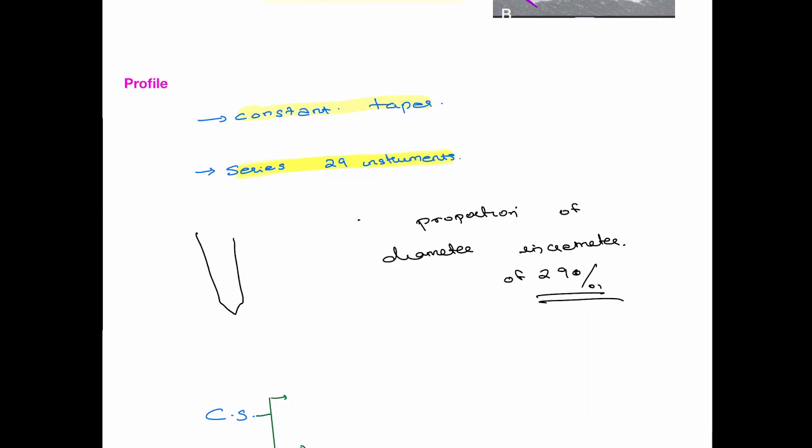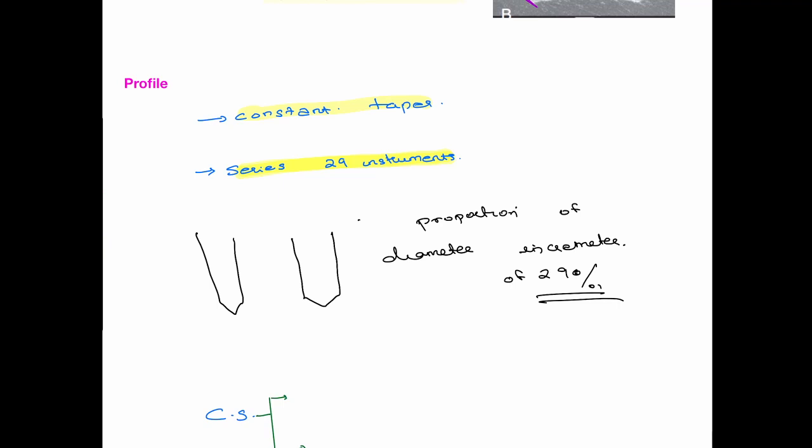That is, these instruments had a constant proportion of diameter increment of 29%. What does it mean is, you have the tip diameter between two instruments. So one instrument is like this. Just imagine this is one instrument and this is the second instrument. So the tip diameter increases.